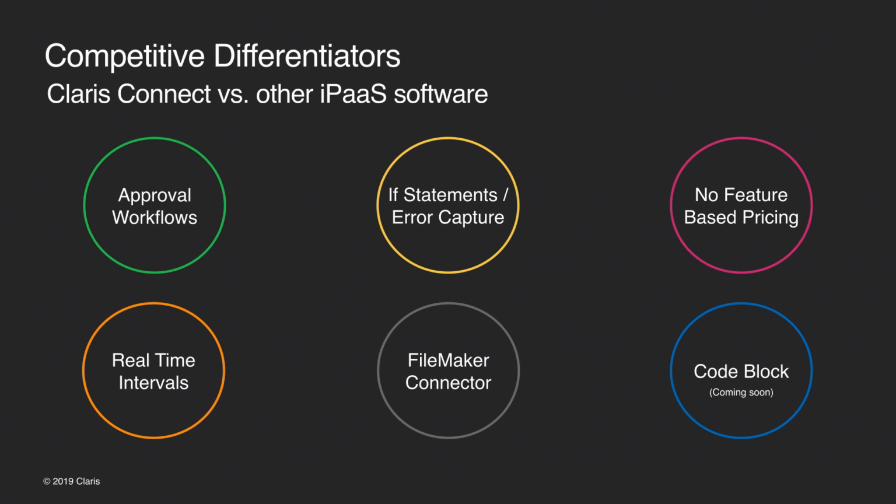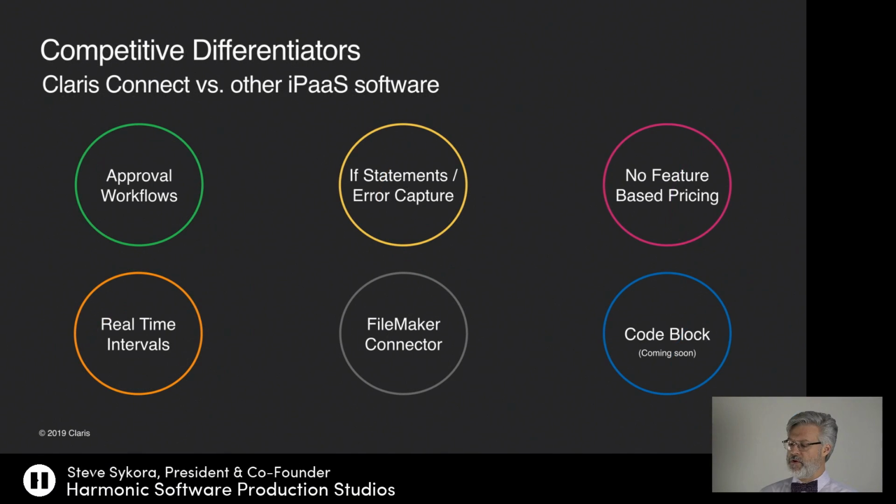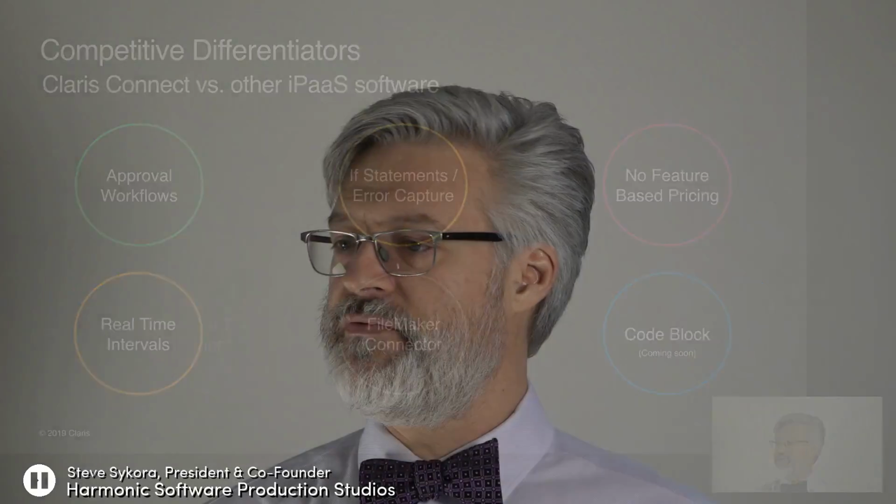Second one, most iPaaS software doesn't have if statements. And the if statement really allows us, with error capturing and with logic processing, to build very sophisticated and powerful flows that can fork and do a variety of different things depending on the particular circumstances and conditions. Third, Claris Connect does not have any feature-based pricing restrictions, right? There are not different tiers of features depending on what package you go with. All features apply to all tiers.